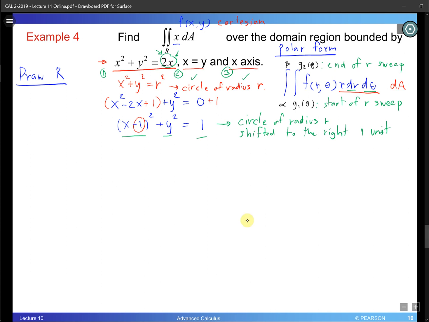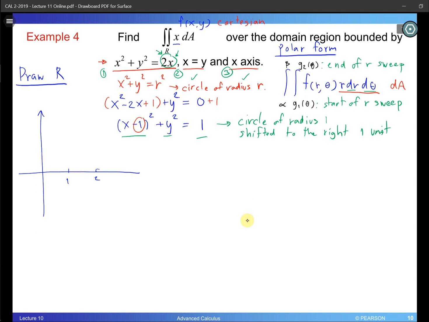So let's put everything in the graph so that we can see the domain region. Alright, y-axis. Okay, and this is 1, and right here 2. Now circle of radius 1. Oh, this is not radius r. Sorry, let me fix that. Of radius 1, shifted to the right 1 unit. It means that the center is no longer at the origin. It's moved to (1, 0) right here. So we are going to have a circle with radius 1 right here.